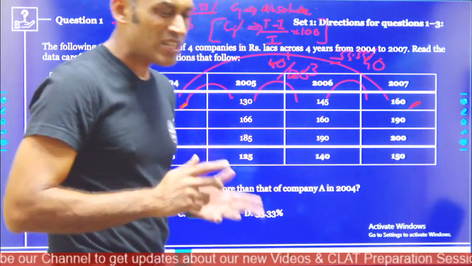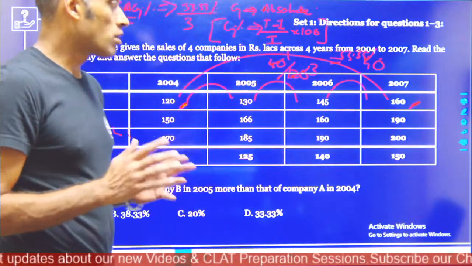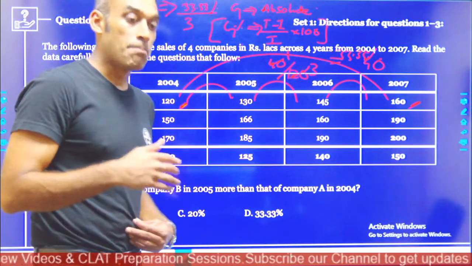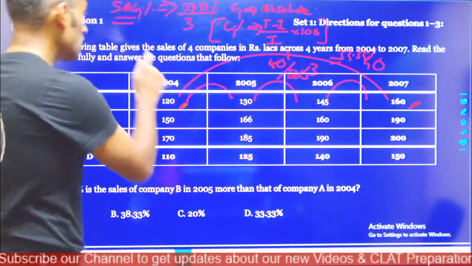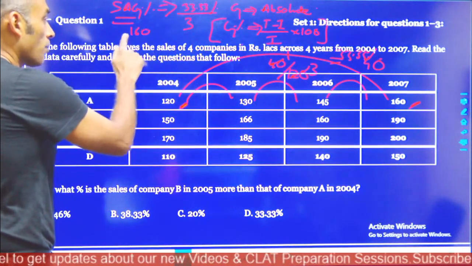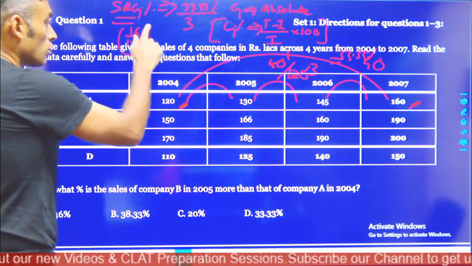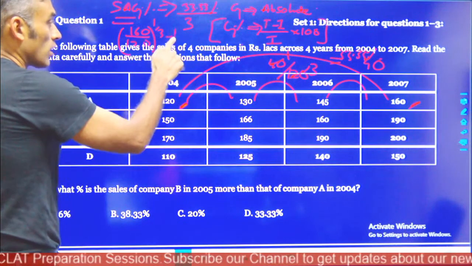Then there is one more which is a little complicated, not very important from a CLAT perspective, which is called compounded annual growth percentage. Now, what is compounded annual growth percentage? We just have to do 160 upon 120 raised to the power 1 by 3 minus 1, right?